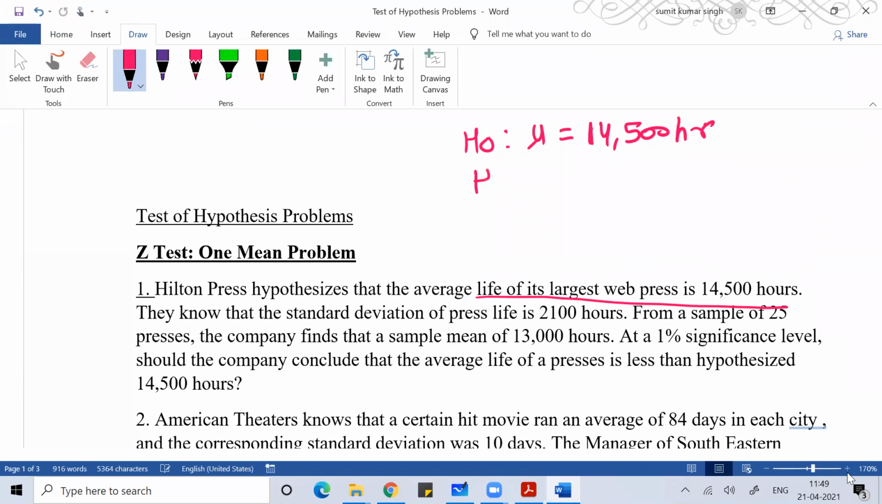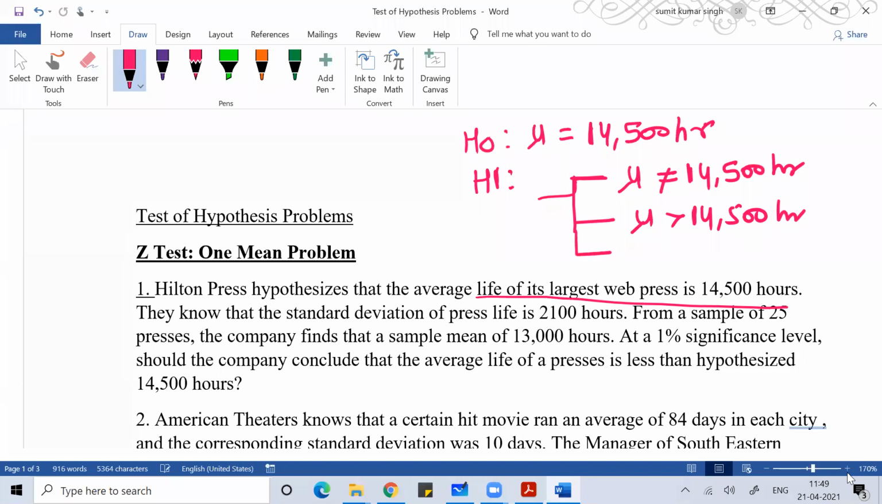Then I'll write the alternative hypothesis. When I have to write the alternative hypothesis here, I can write three things. Either I can write that average life is not equal to 14,500 hours, or I can write that average life is more than 14,500 hours, or I can say that average life is less than 14,500 hours. I think you can understand what I'm telling you.